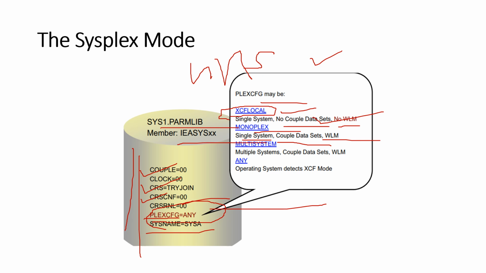Next is MULTISYSTEM. That means it's multiple systems, with couple datasets and WLM. Last one is ANY, and ANY specifies that the system can be a part of any valid system configuration. Specifying ANY is logically equivalent to specifying XCFLOCAL, MONOPLEX, or MULTISYSTEM. ANY is the default.